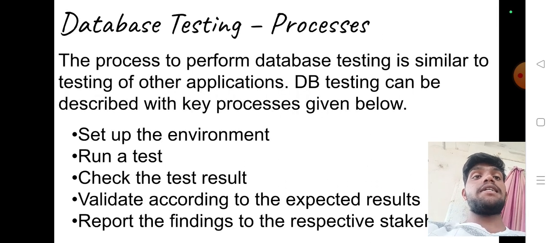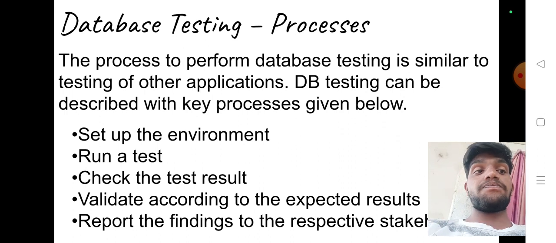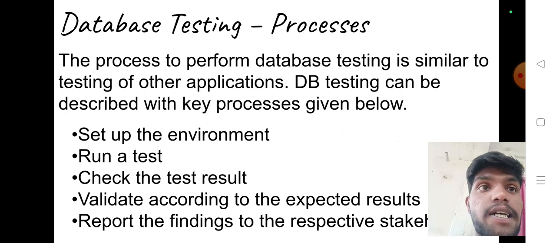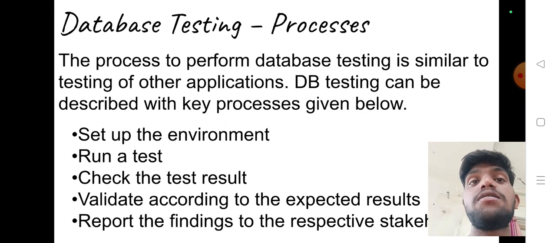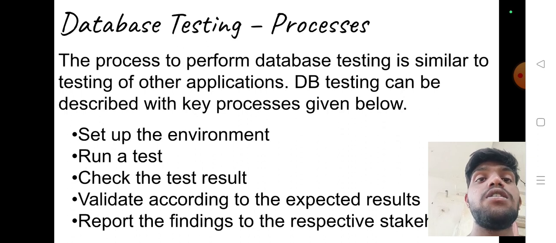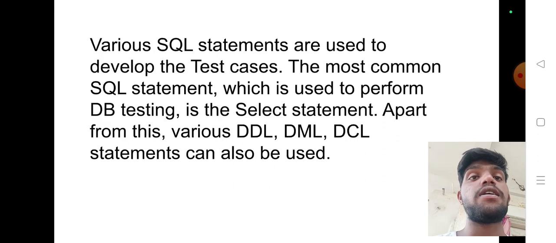Database testing process. The process to perform database testing is similar to the testing of other applications. DB testing can be described with the key processes given below: set up the environment, run a test, check the test result, validate according to the expected result, and report the findings to the respective stakeholders.